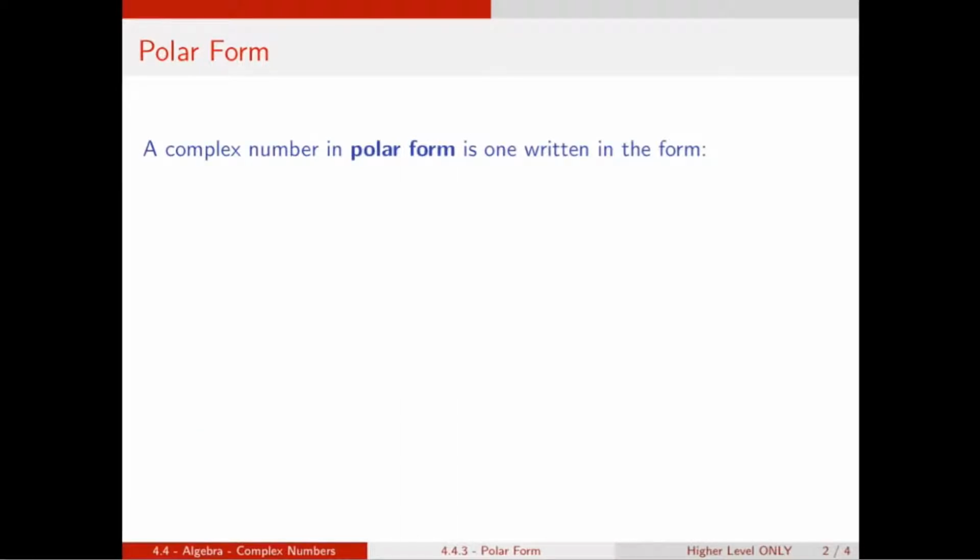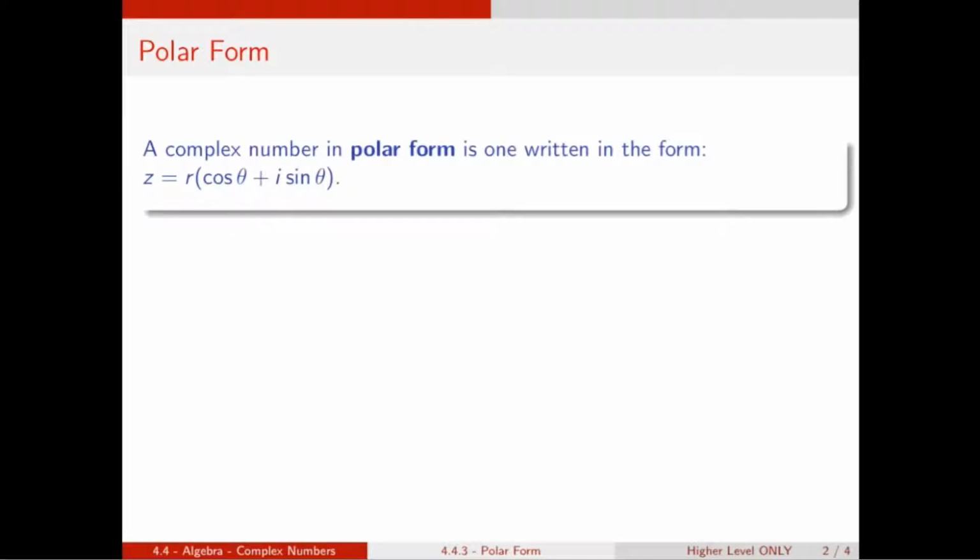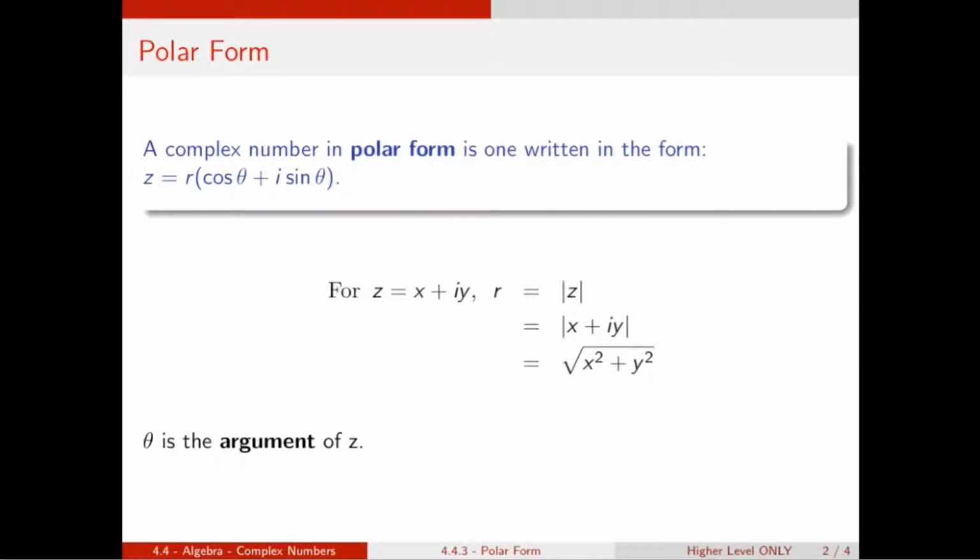So we say a complex number is in polar form if we write it in the form z equals r cos theta plus i sine theta. We're used to seeing complex numbers in the form x plus iy. So r is the modulus of z, which is equal to the root of x squared plus y squared, and theta is the argument of z, and it's the angle between the line to the point and the positive x-axis when you draw your point on an Argand diagram.